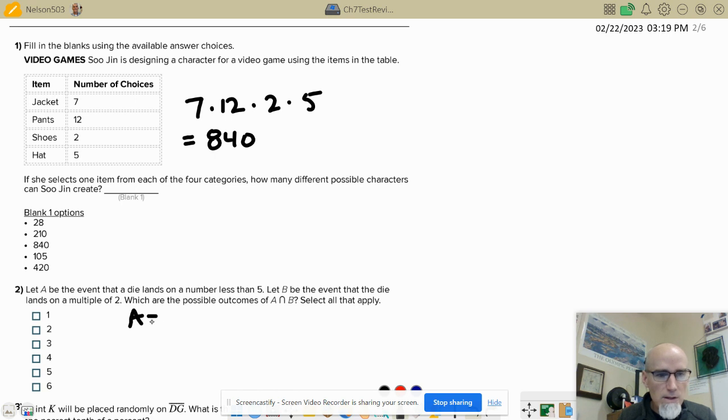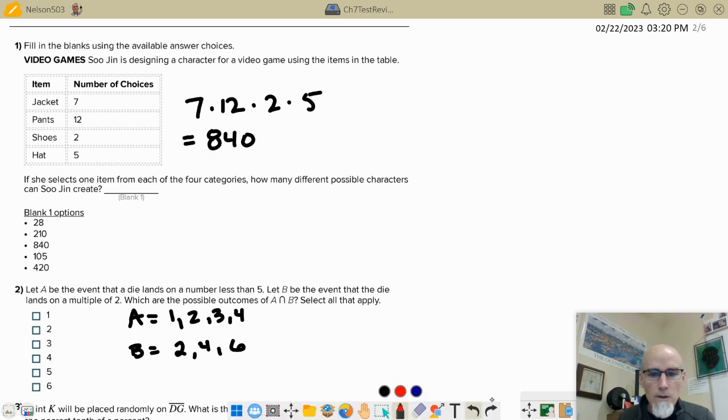On number 2, it says, what is, let's see, probably A. Event A, numbers less than 5: 1, 2, 3, 4, right? Those are less than 5. Event B, the number is a multiple of 2. Okay, so that's 2, 4, 6. Now it says, what are the possible outcomes for A intersect B? So we're looking for the items that are in common. If I circle the ones in common, that's what intersect means. What do they have in the same? Okay, so it's the 2 and the 4. So we wanted to select 2 and 4.